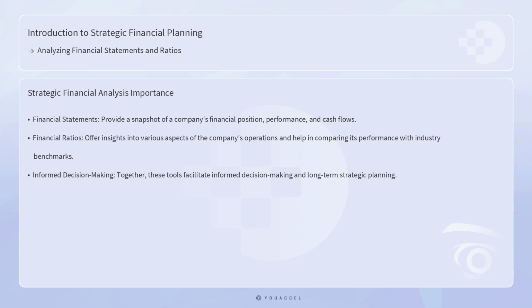Analyzing financial statements and ratios is a crucial component of strategic financial planning, enabling businesses to align their financial health with their strategic goals. Financial statements provide a snapshot of a company's financial position, performance, and cash flows, while financial ratios offer insights into various aspects of the company's operations and help in comparing its performance with industry benchmarks. Together, these tools facilitate informed decision-making and long-term strategic planning.